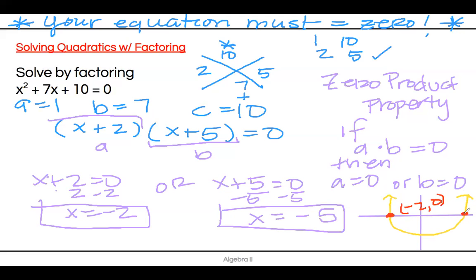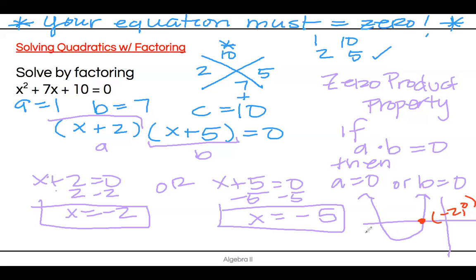And then over here, oh, y'all, this is wrong. Let me start over. I messed up. I thought the answer was 5. Let's try that again. Okay, so then my equation would look like this. My graph would look something like this, right? Okay, and then this point would be negative 2, 0. And this point would be negative 5, 0. And those would be my solutions. Okay. Questions?